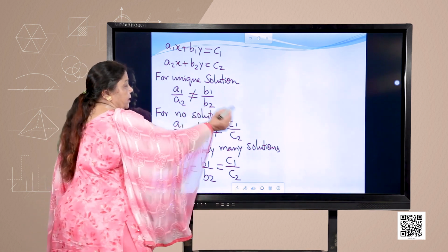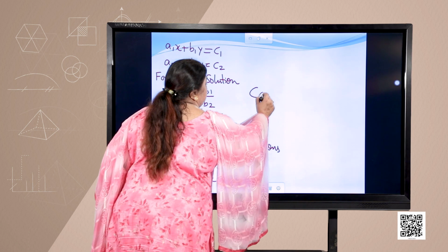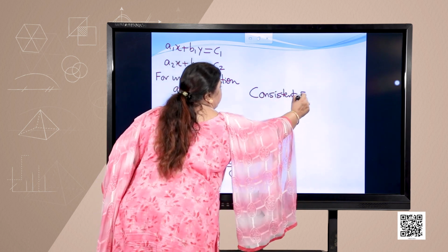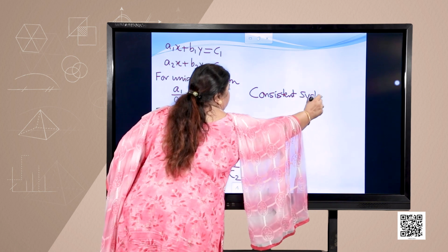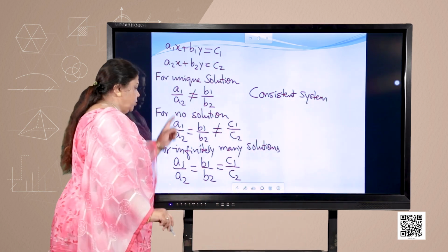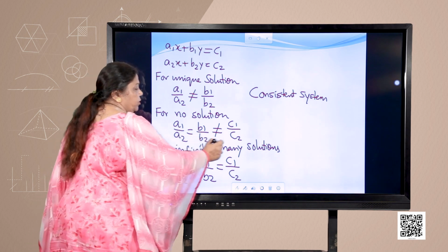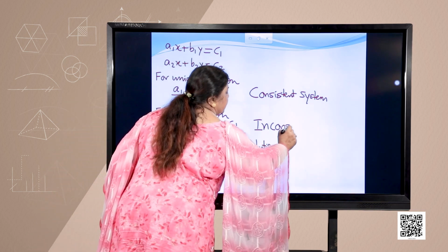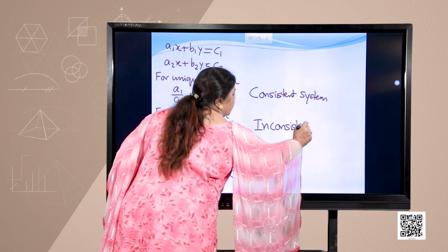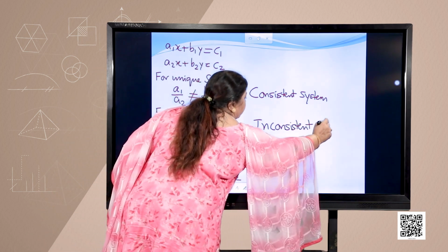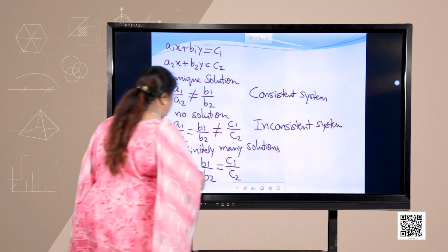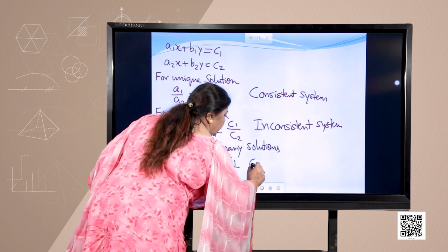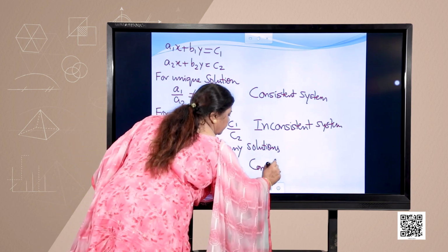In the unique solution case, we call the system a consistent system because it has a solution. Here for no solution, the system will be called an inconsistent system. For infinitely many solutions again, we call the system consistent.